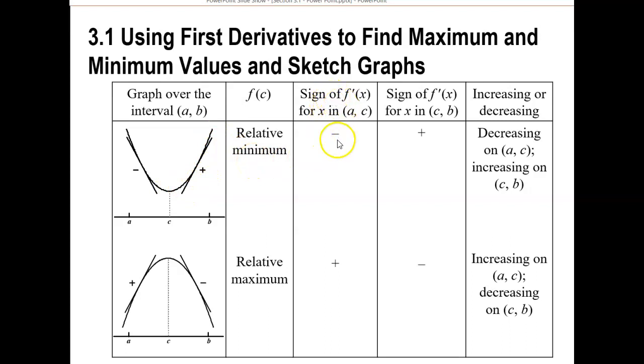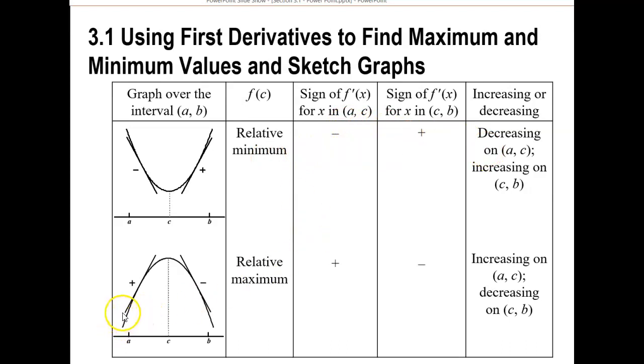So the sign for f' between a and c is negative, meaning the slope of the tangent line is negative. The sign for f' from c to b is positive, meaning that the slope of the tangent line is positive. So the derivative sign changes from decrease to increase, or negative to positive. Then we have a relative min.